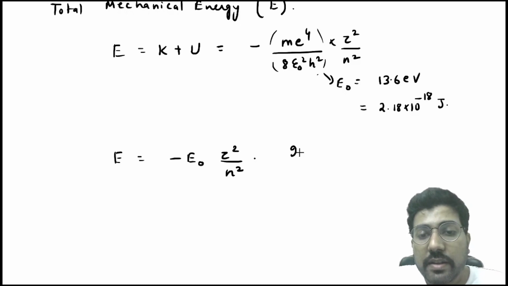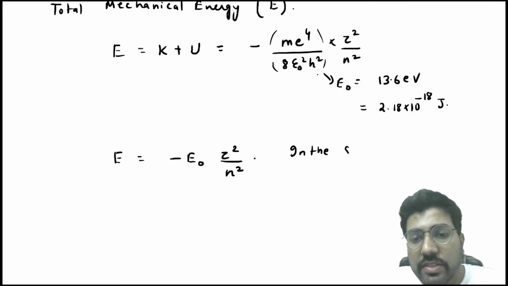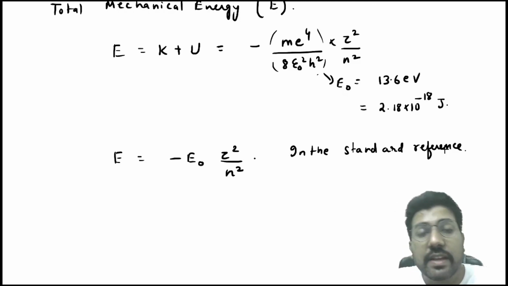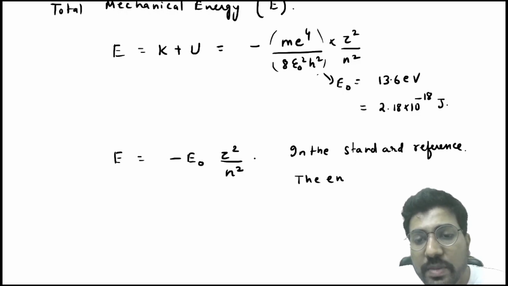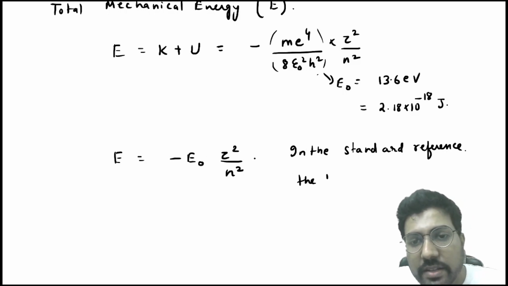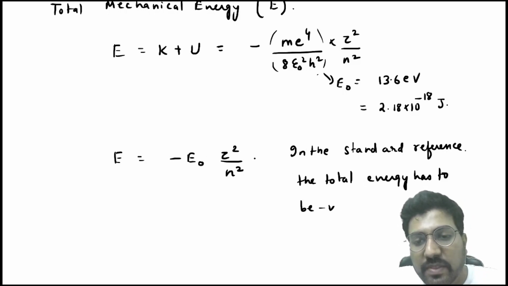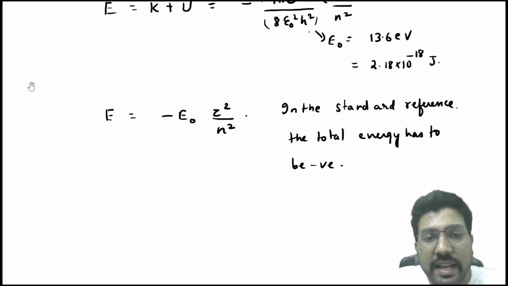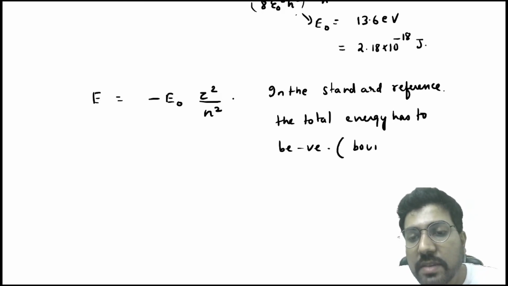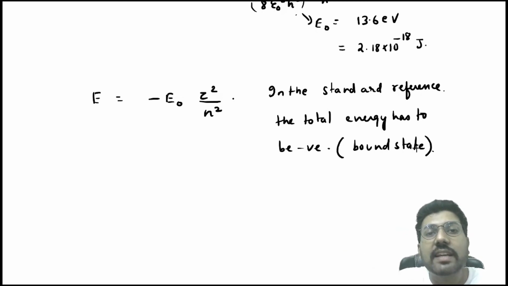Okay, now in the standard reference that we take as infinity, in the standard reference that we have chosen for every system in this universe, the total energy has to be negative. Why? And it has come to be negative only. The total energy has to be negative because if the total energy is negative, then the system is in bound state, and the electron has to remain in bound state, only then it can revolve.